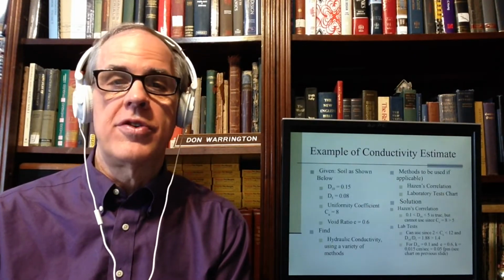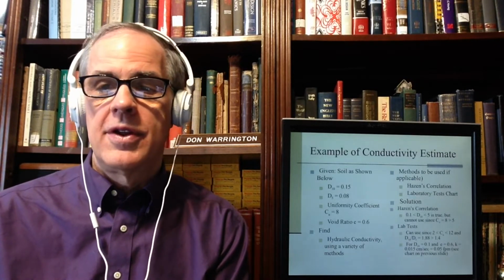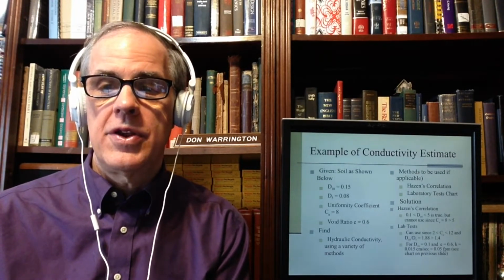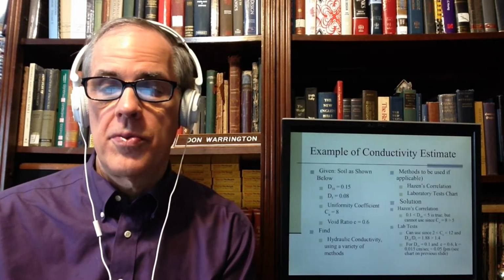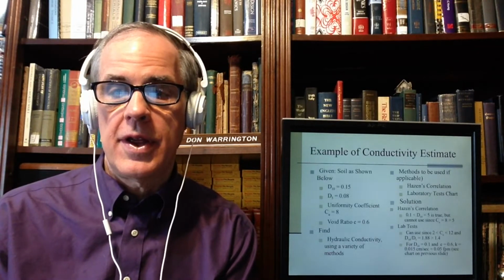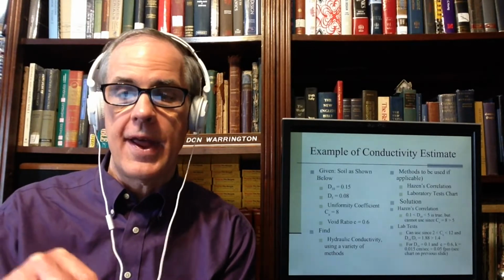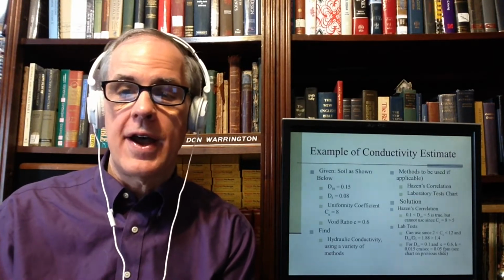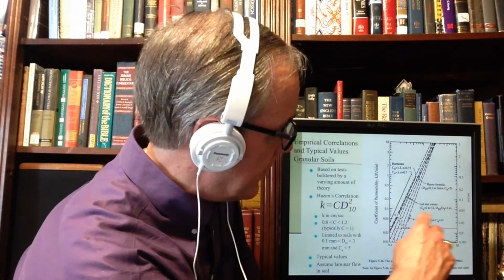Hazen's correlation is the easiest one, obviously, but we really can't use it since the uniformity coefficient of 8 is greater than 5. So the lab test can be used since both of those hold. In other words, CU can be from 2 to 12, and 8's in the middle of that. And D10 over D5 is 1.8, which is greater than 1.4.